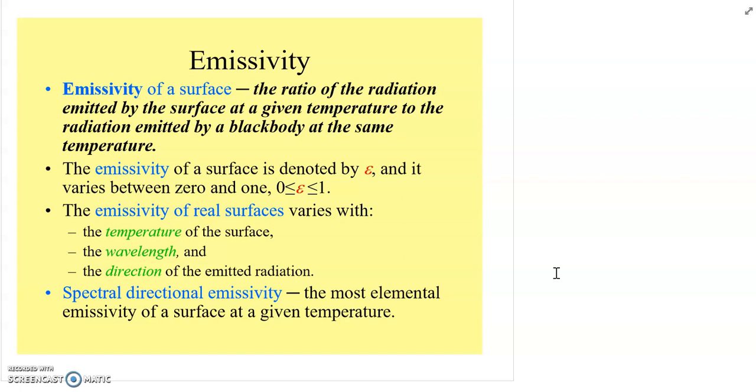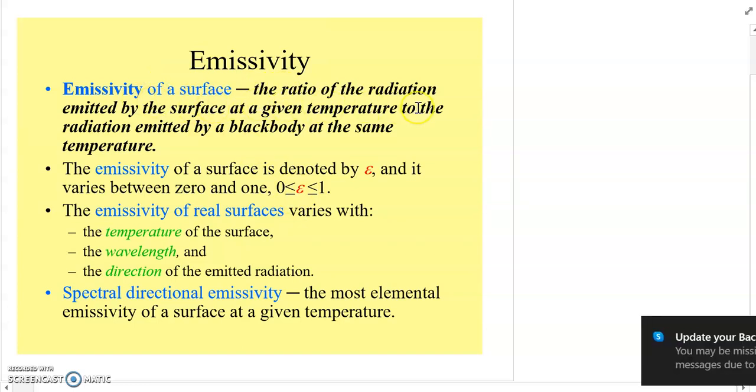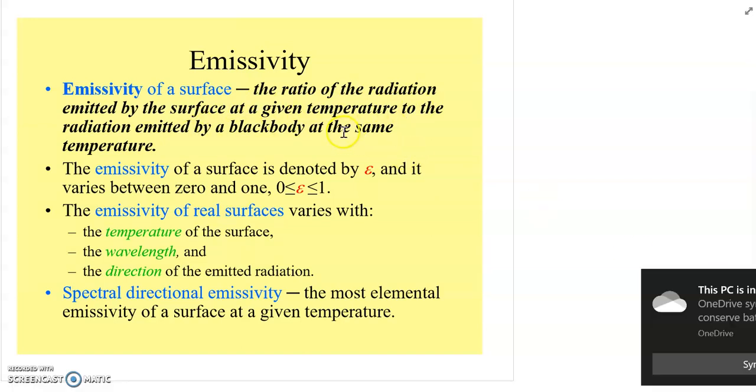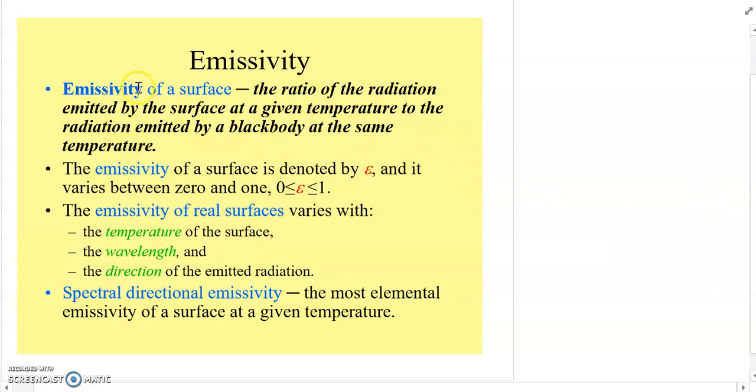Next is emissivity. You must be very familiar with this because we dealt with it in chapter 1. Emissivity is epsilon. It is the ratio of radiation emitted by a surface at a given temperature to the radiation emitted by a black body at the same temperature. So it is a ratio, so it is unitless, and the value is between 0 and 1. 1 is for a black body.